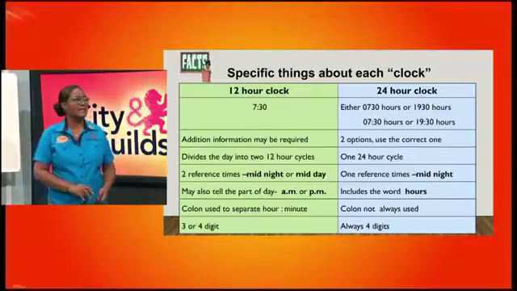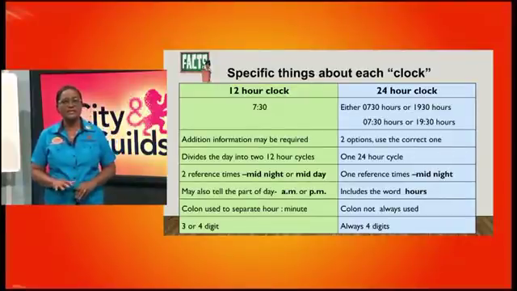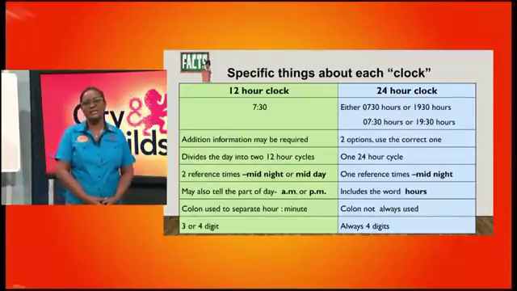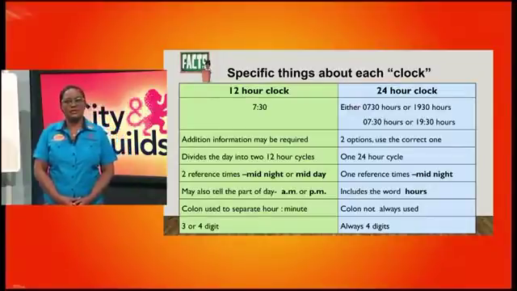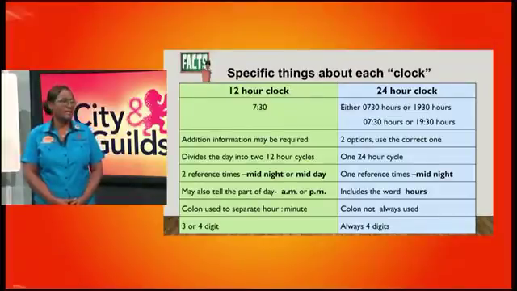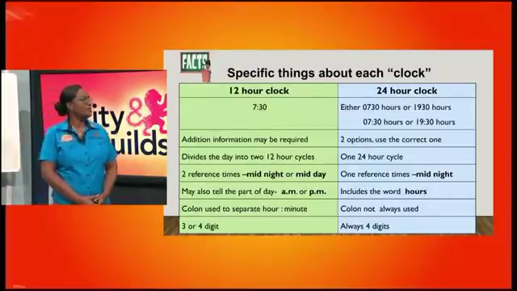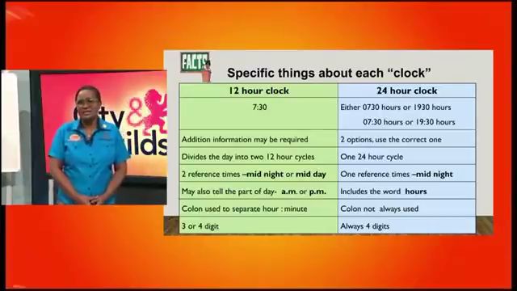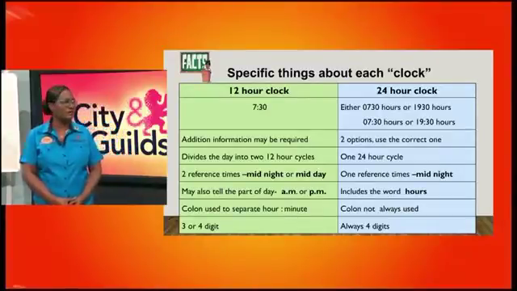With City and Guilds exam, most questions go without the colon, but sometimes the colon is included in the question, especially if the question is about when is it. But if it is occurrence, or if it is duration, it might not have the colon. So with the 12-hour clock, we might need additional information. Just saying it is 7:30, we might not know whether it is morning or afternoon.